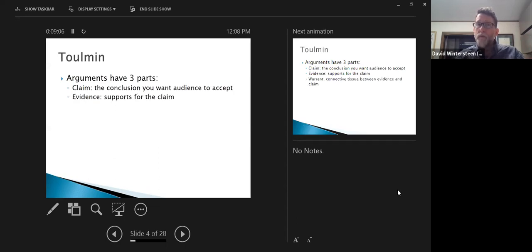Evidence is the support for the claim. These are the reasons why the claim should be accepted. And then the third part is the warrant. The warrant is the hardest to wrap your head around. Just know that the warrant connects the evidence that you provide with the claim that you provide. So if I make the claim, you should all give me $20, because, and here's the evidence, the sky is blue, all of you would go, what?